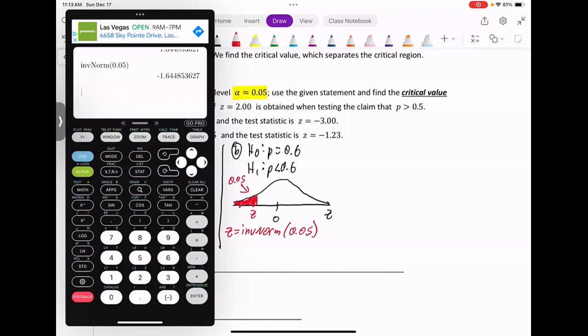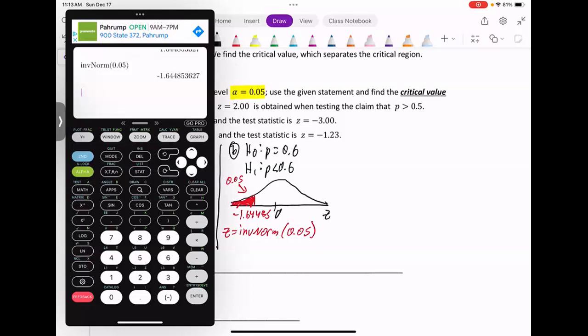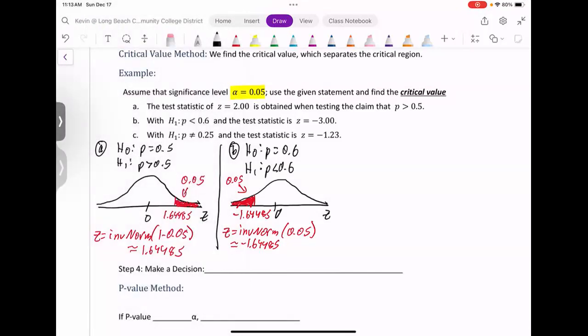You'll note we are getting negative 1.64485. Let's fix that. So once again, we're getting about negative 1.64485 is our critical value.